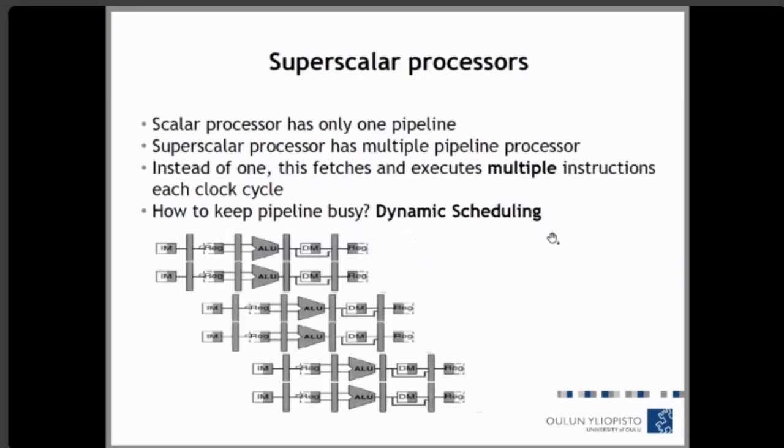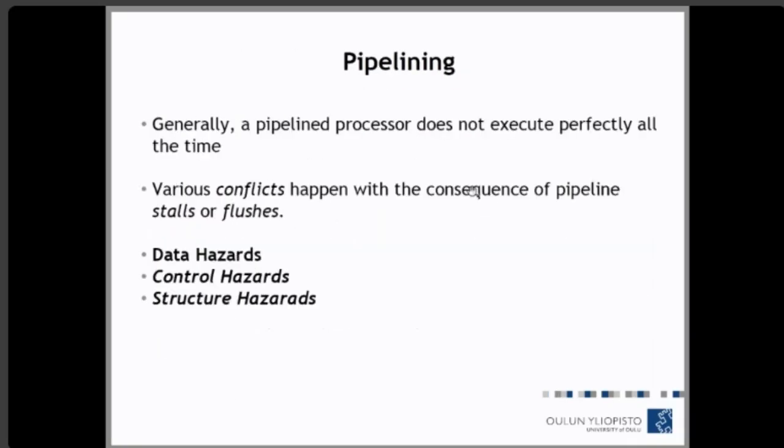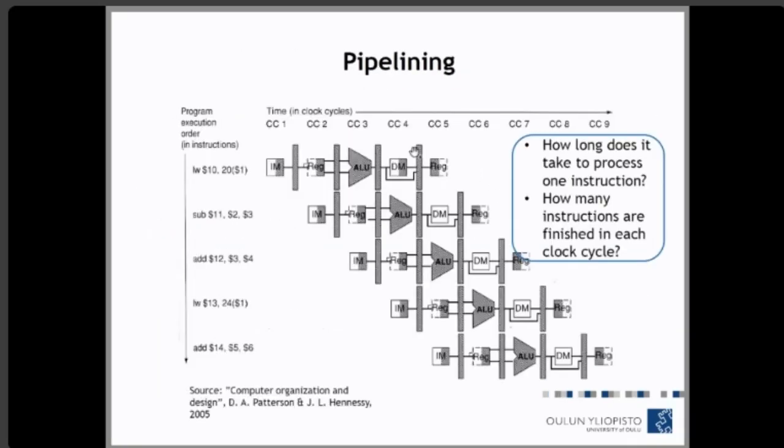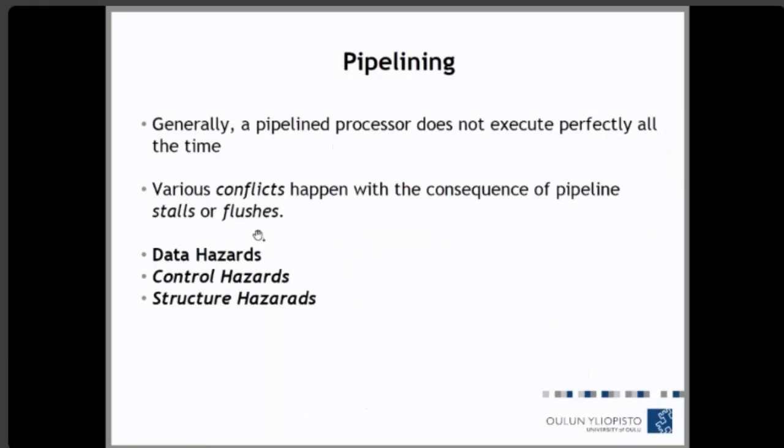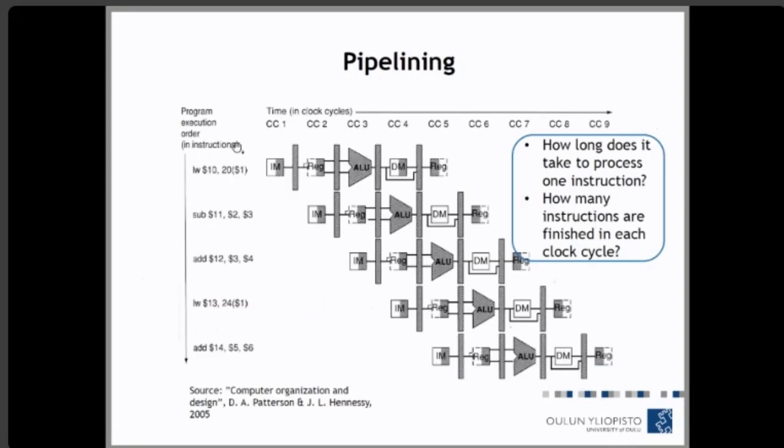So there is a concept named dynamic scheduling. If I have instructions in this manner, and I will have 1,000 instructions, and I know that my pipeline will be stalled, will be stopped because of these hazards, data hazard, control hazard, and structure hazard. Then I can have extra hardware other than my actual processor.